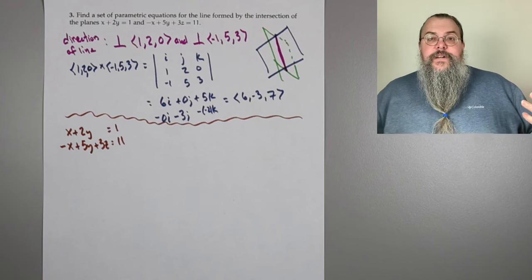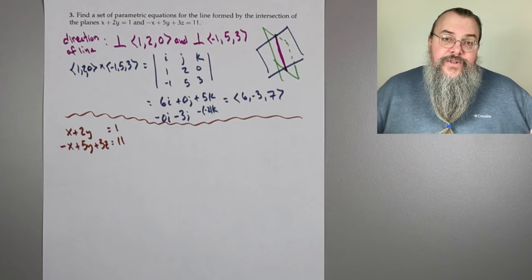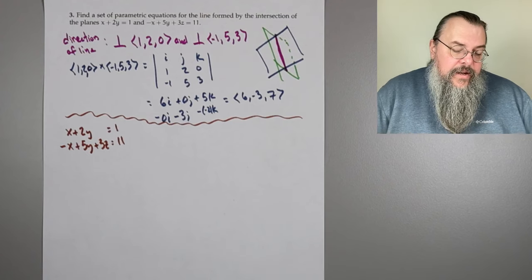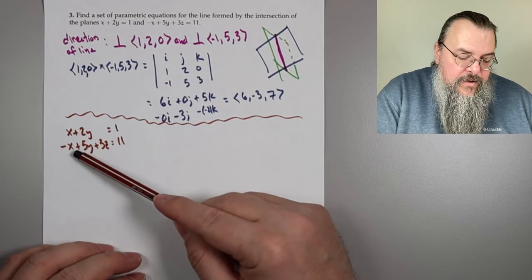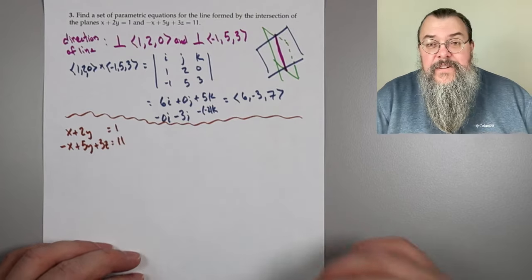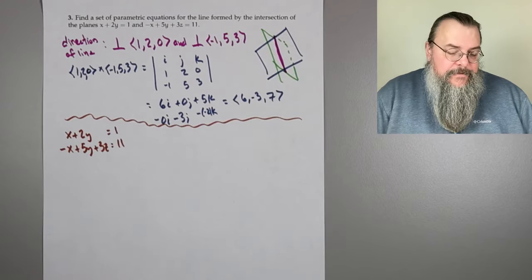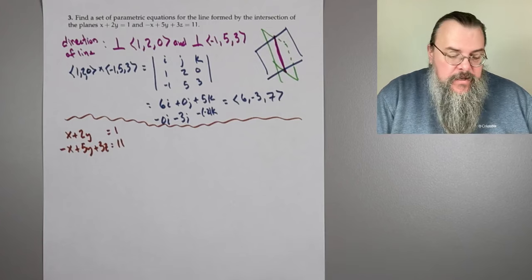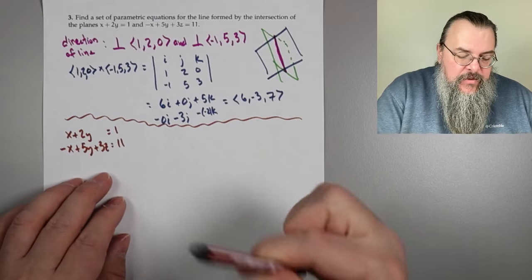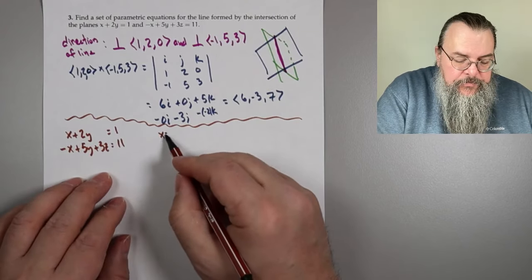All right, what could be a choice? Well, there's lots of choices you can make. For instance, you could say, well, I could set x equals 0. Yeah, that gives us y equals 1/2. It works, but it's not fun. How about x equals 1? Well, maybe. Let's try it.